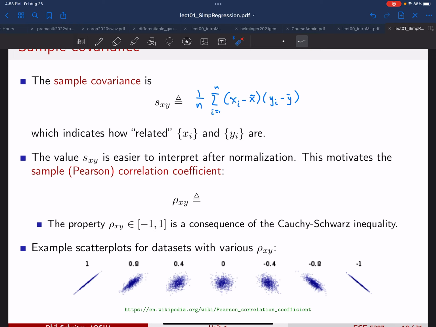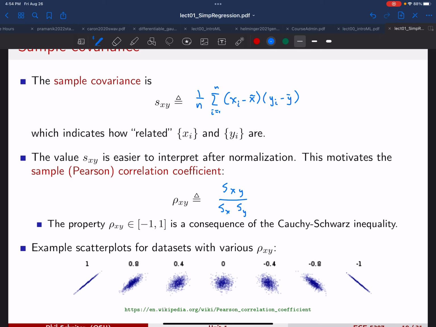So sometimes, rather than looking at the sample covariance, we actually want to look at something a little bit more interpretable called the correlation coefficient, where you take your sample covariance, S_XY, and then divide by the sample standard deviation of x and the sample standard deviation of y. And this corrects for that scaling issue that was kind of bothersome. So now if you look at this new quantity, rho_XY, if you scale your x's and y's, rho_XY does not change. In fact, if you scale just the x's alone and not the y's, rho_XY won't change.